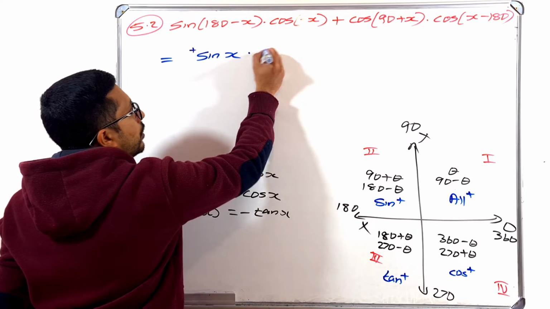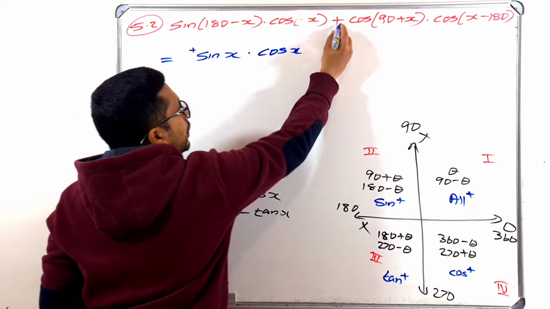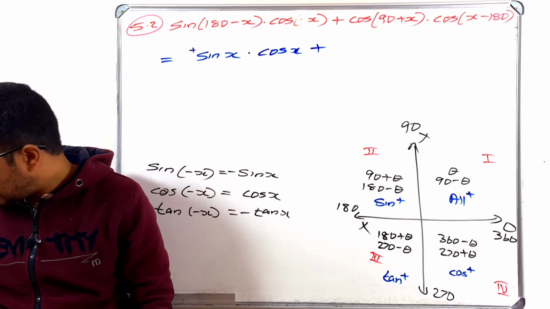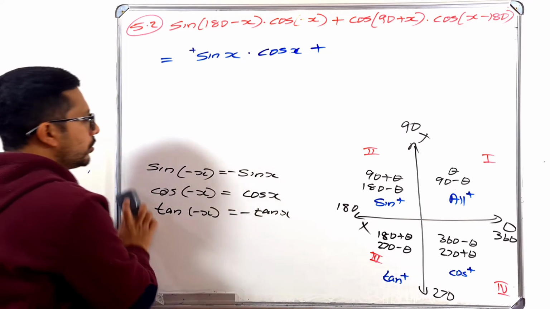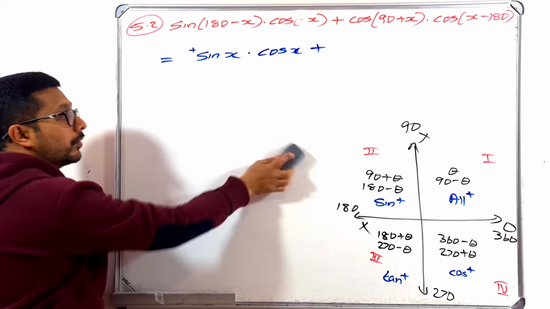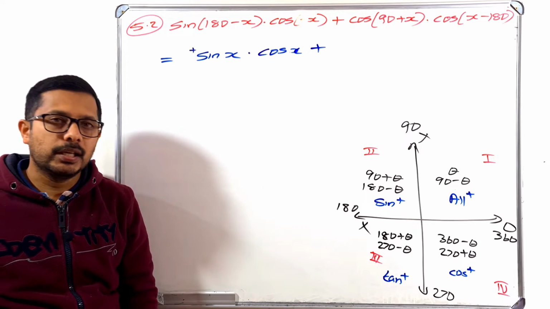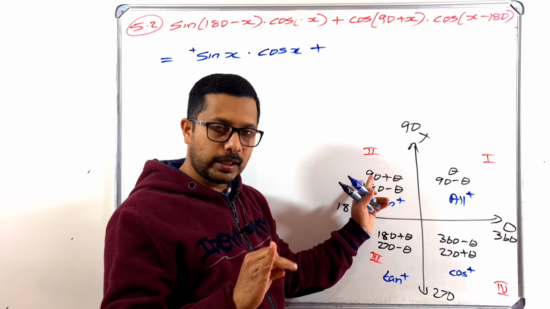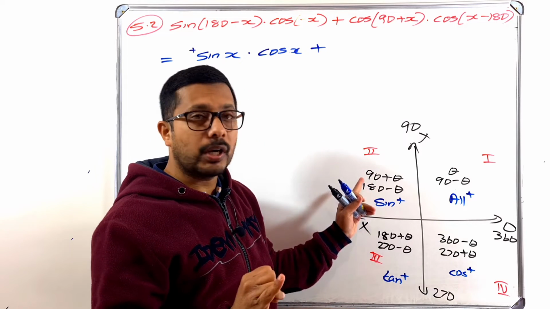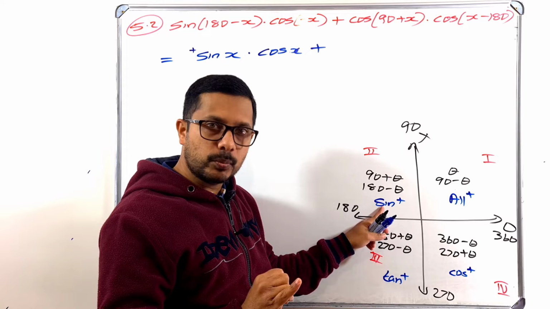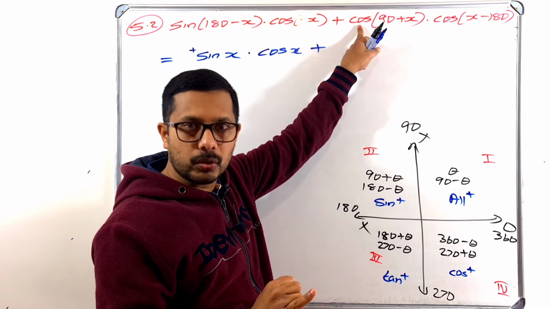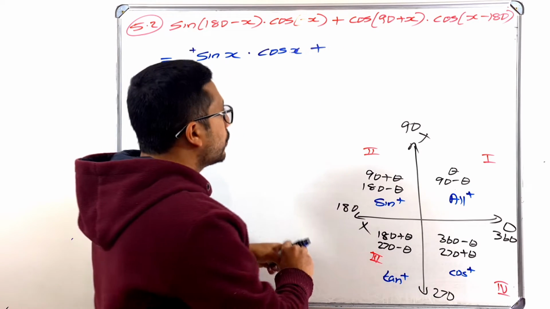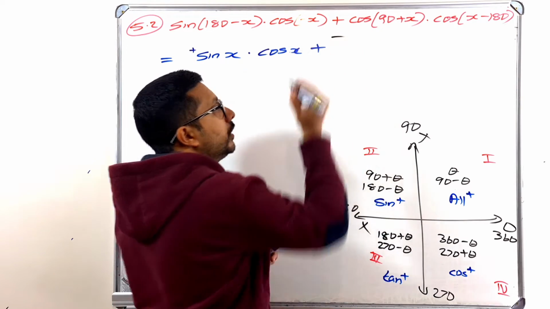So this one is positive cos x. Again, a reduction formula: 90 plus x. 90 plus x is in which quadrant? I'm asking myself, so you have to ask like this: 90 plus x is in which quadrant? Second quadrant. In the second quadrant, what is positive? Sine is positive. Here what? Cos, so it is negative. Do you understand? So I'm supposed to put a negative.